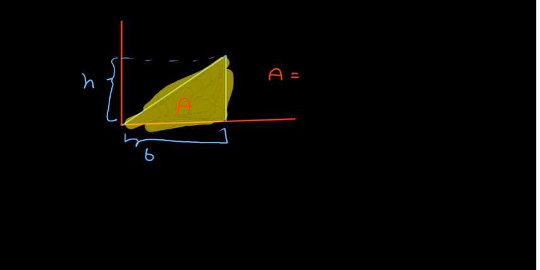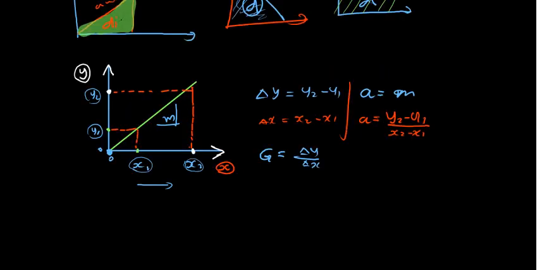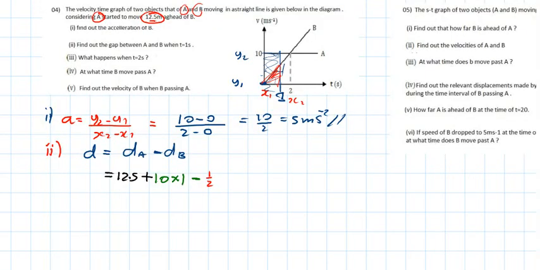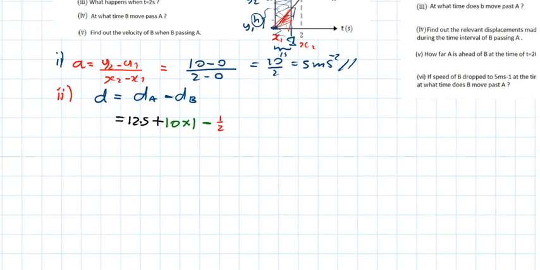Area is half into base into perpendicular height. Now let me apply area equals half into base into height. Okay, this is what it is. So now when we go back to here, what is the base? It is like 1 second here. What is the height? We don't know. Oh God, height we don't know. Then how can we find height? There is a way.